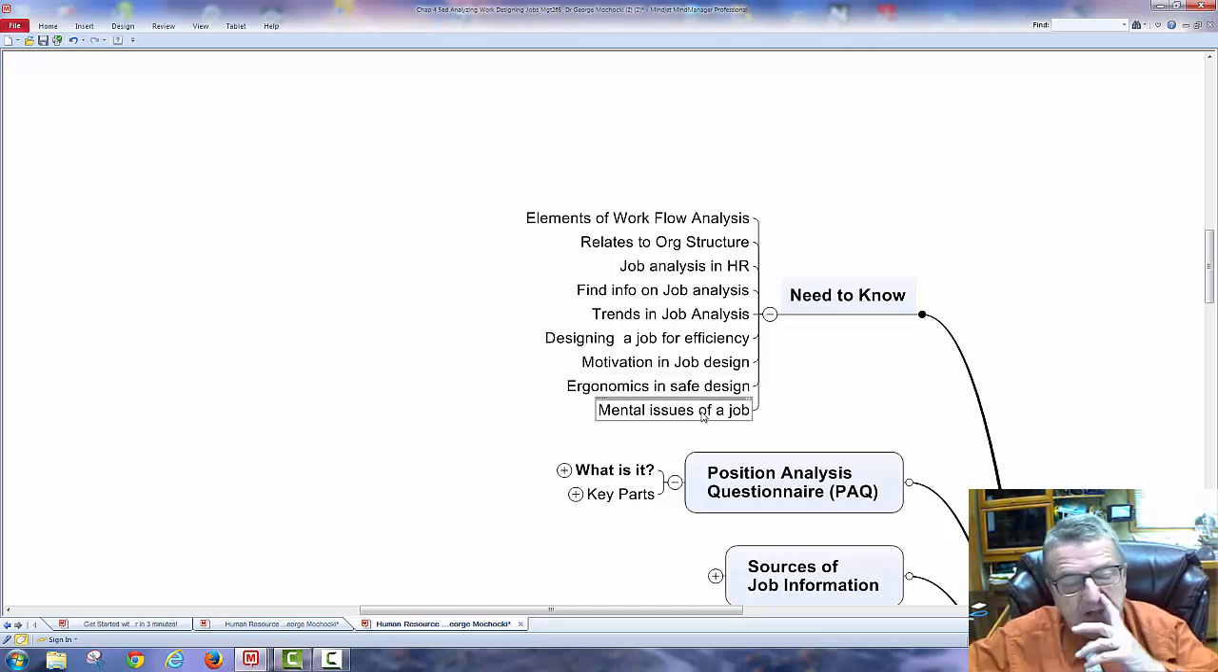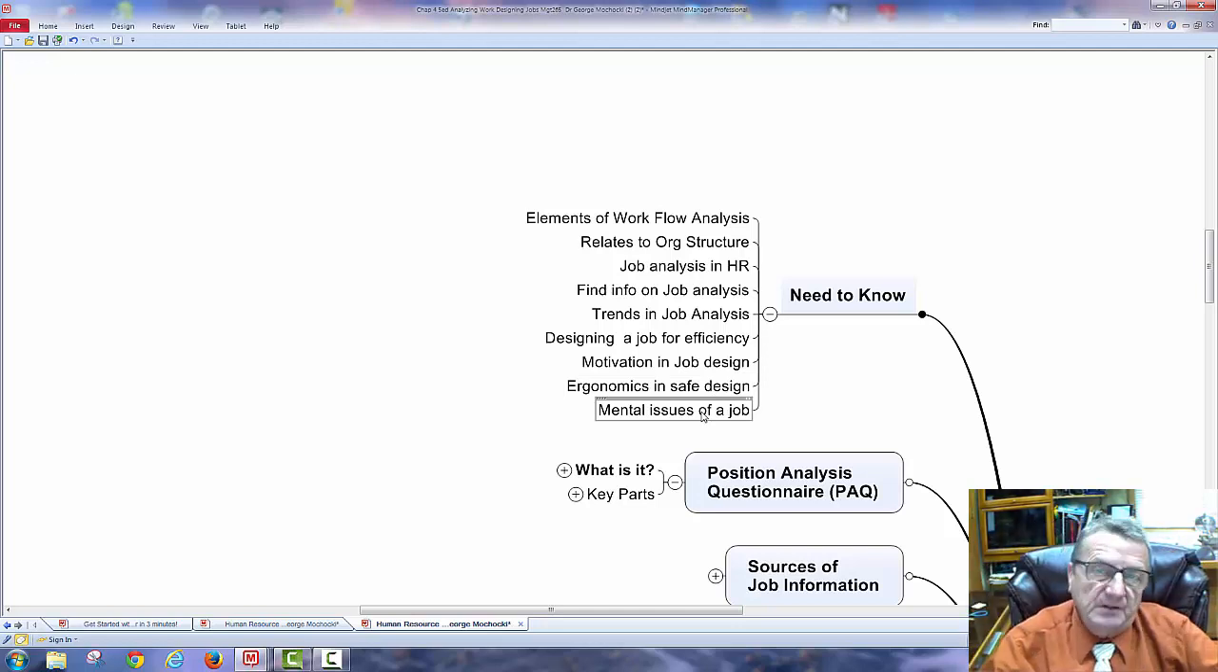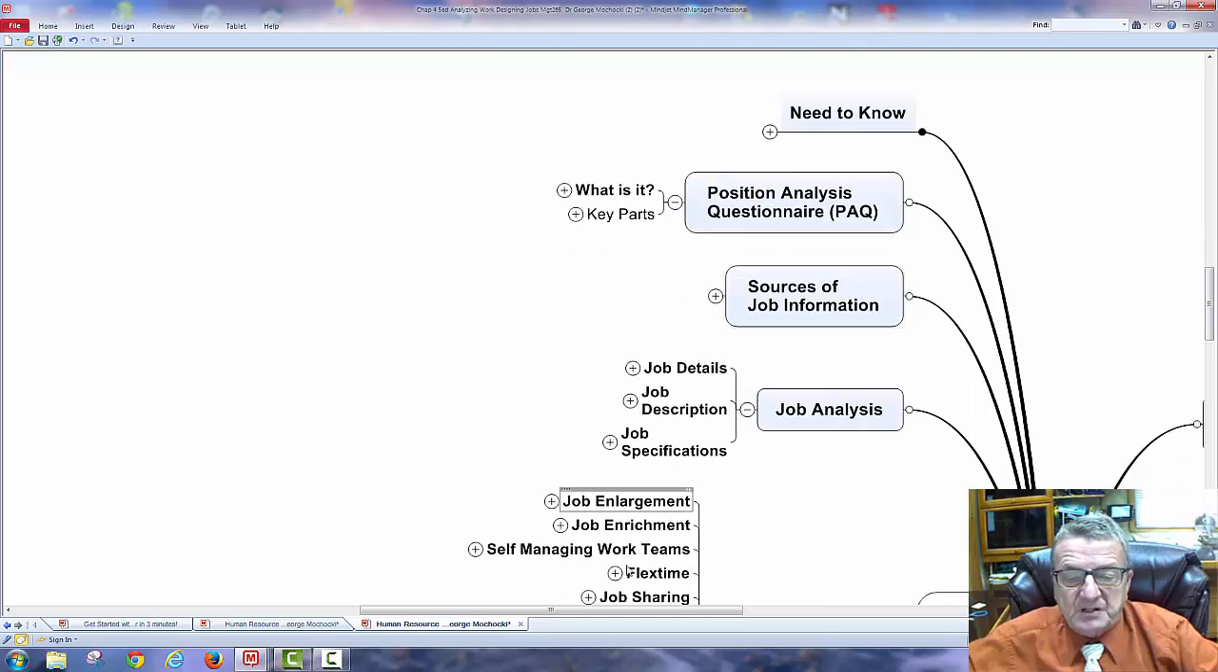Okay, and mental issues of a job. A lot of jobs are more stressful than construction. In construction, your body is tired. You could work and think and your mind gets tired and your whole body still has the effect because now it's all coming up to here, all the senses working. All right, so that takes care of our section 4.